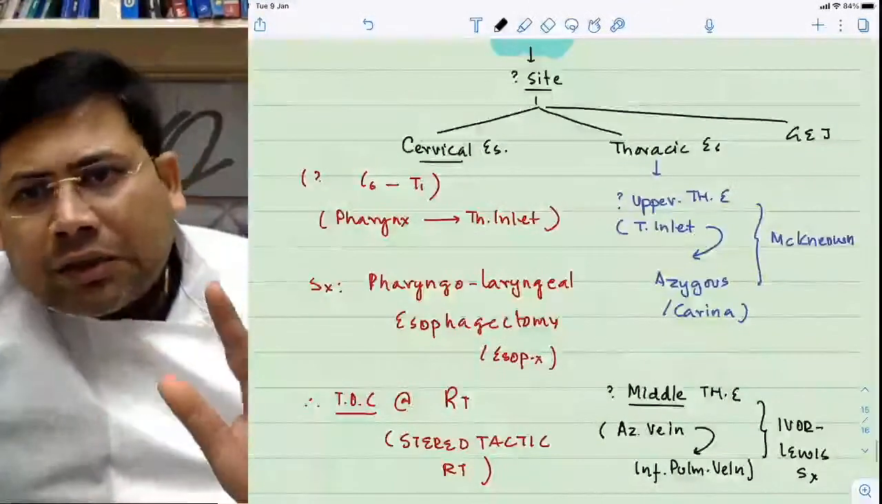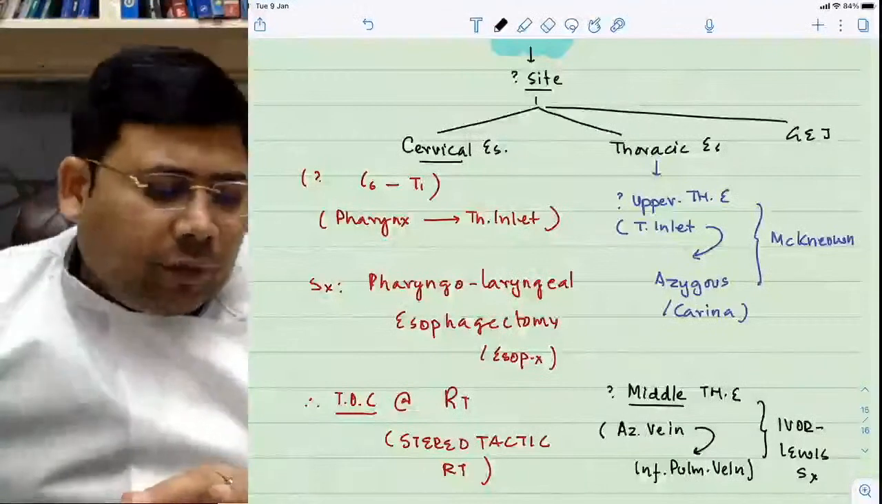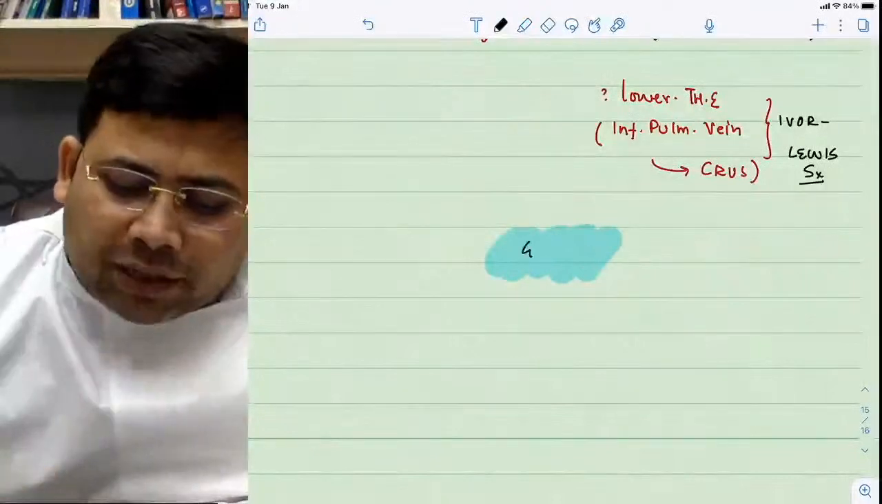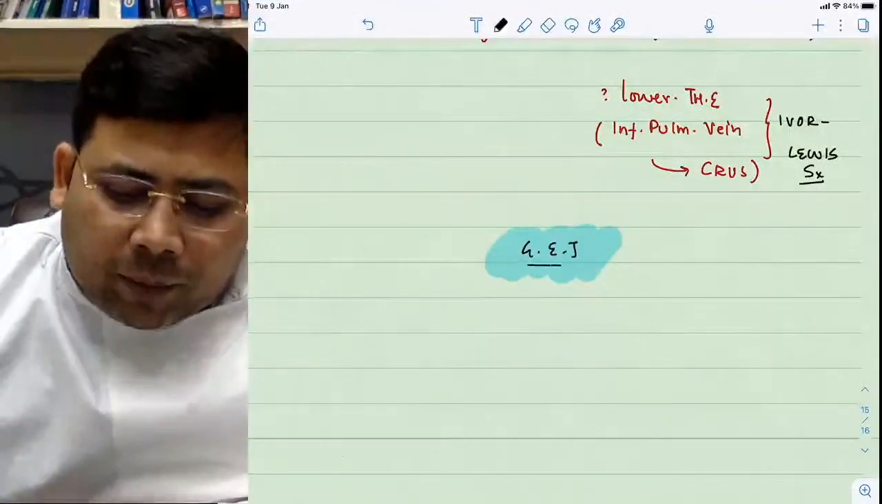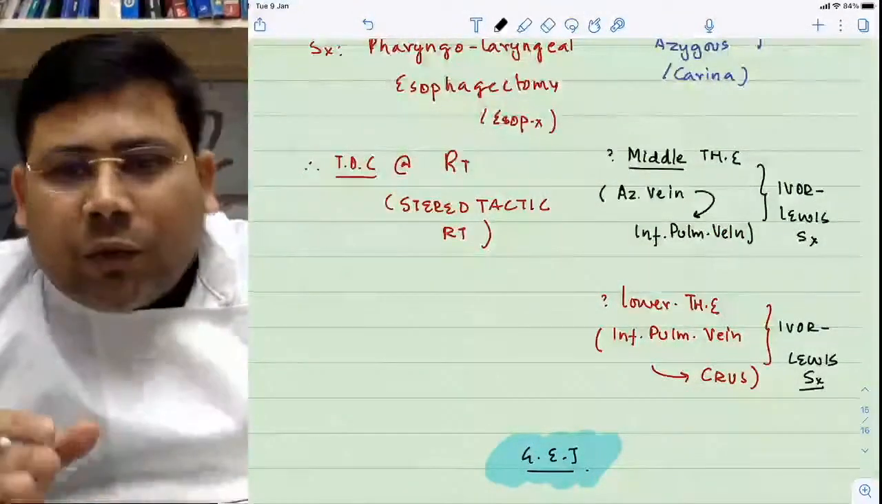Now we are left with surgery for GE junction tumor. Yes, surgery for GE junction tumor is again very, very interesting. The GE junction is a hot topic of confusion among students, and that is why examiners are keen to ask questions on this.